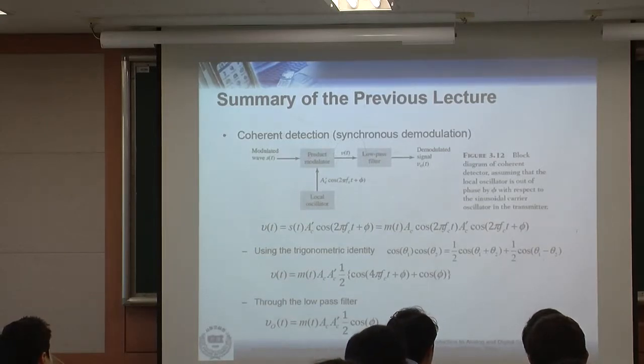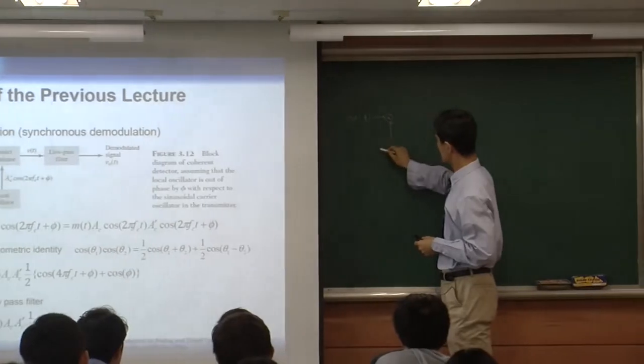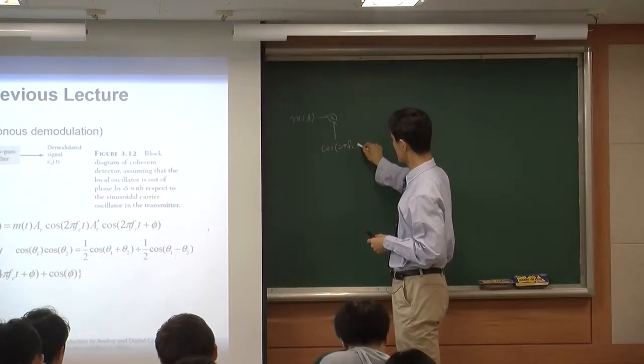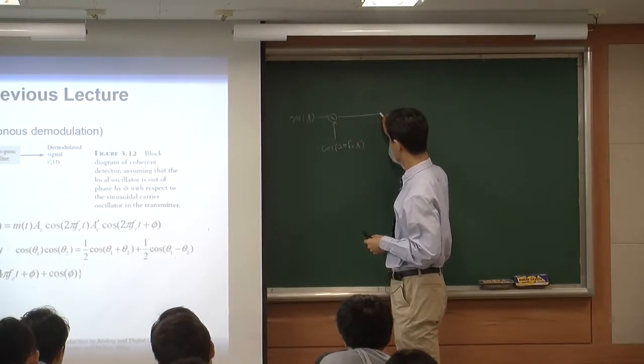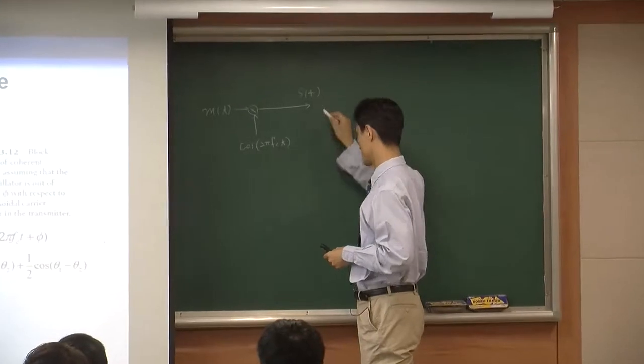Okay, let me redraw it. So we have a message m(t). In the transmitter, what you do is multiply by cosine. This is the carrier frequency. And then you make s(t). Right?